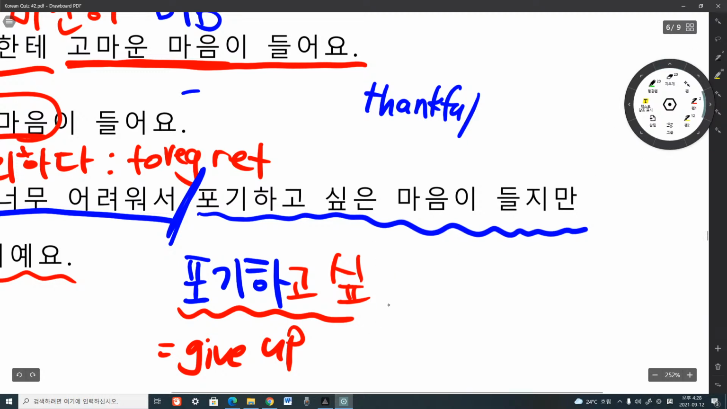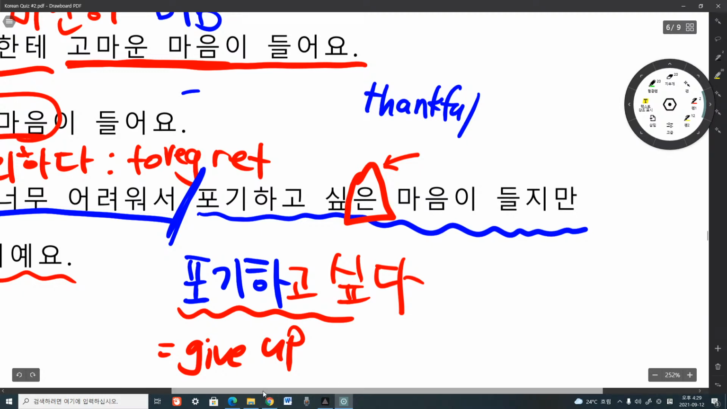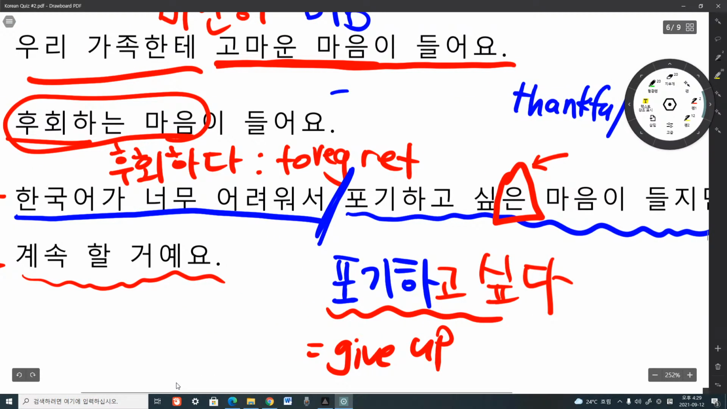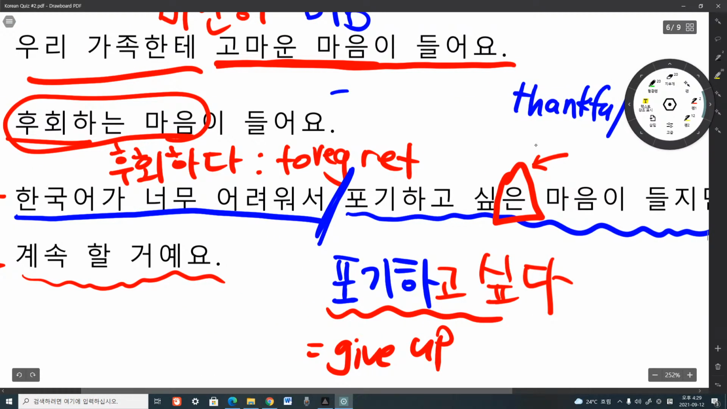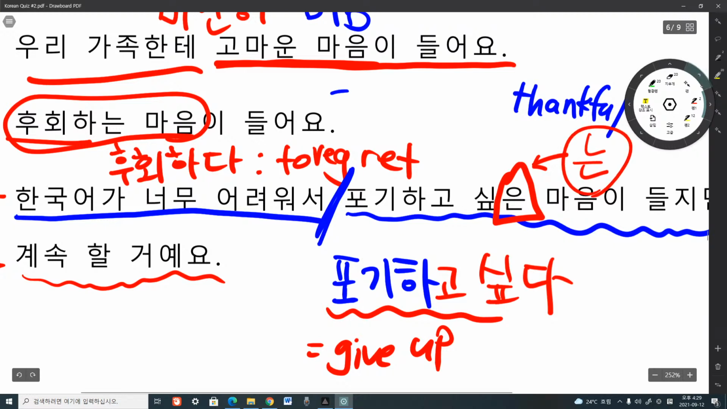하고 싶다. 맞아요. 여러분, thank you for giving your answer. Give up, 맞아요. And if you look at it here, the verb's modifier, not the verb's modifier, but the adjective's modifier is used, right? 은. But 고 싶다 means to want to. So shouldn't it be 는 using verb's modifier form?